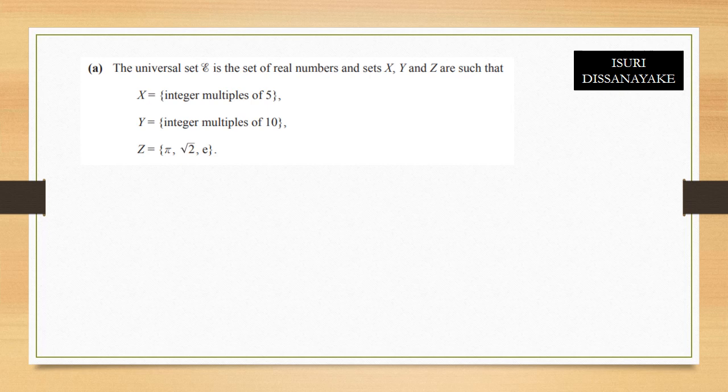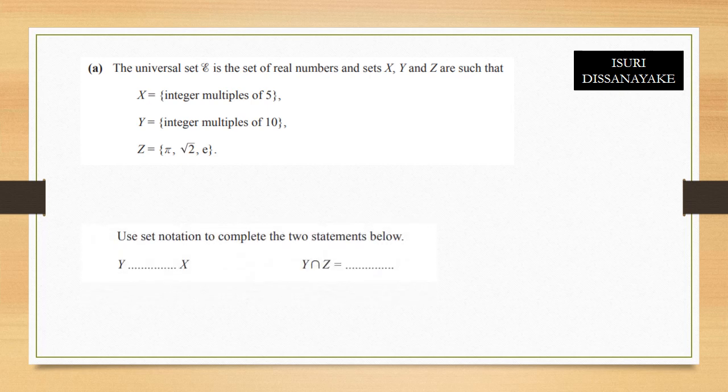So over here it says the universal set is the set of real numbers and sets X, Y and Z are defined as such. So what are the elements of set X? It needs to be 5, 10, 15, 20, 25. It goes on, the multiples of 5. And Y, integers, multiples of 10. That means 10, 20, 30, 40, all the multiples of 10. Z has 3 elements. It says the pi value, root 2, and e is also a constant. You can check it with the calculator.